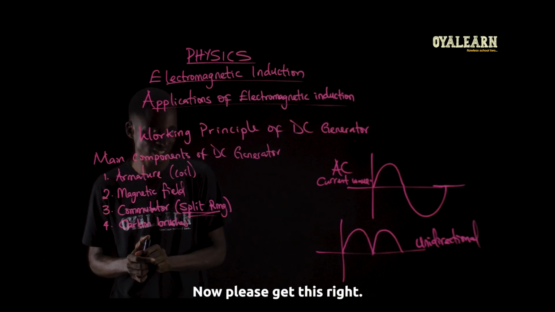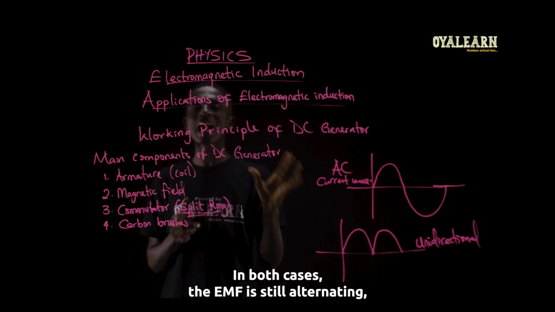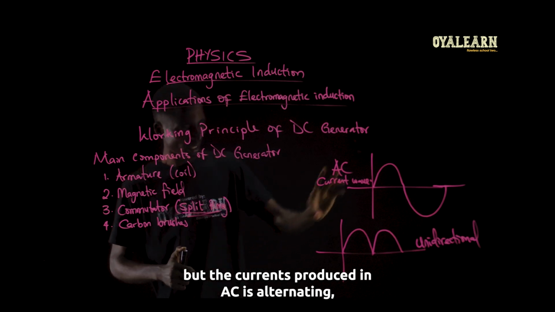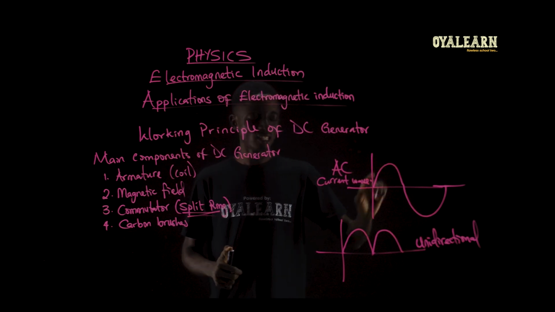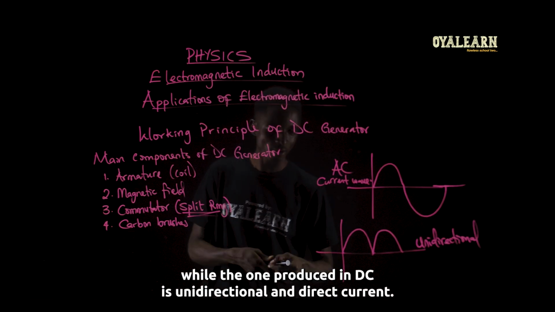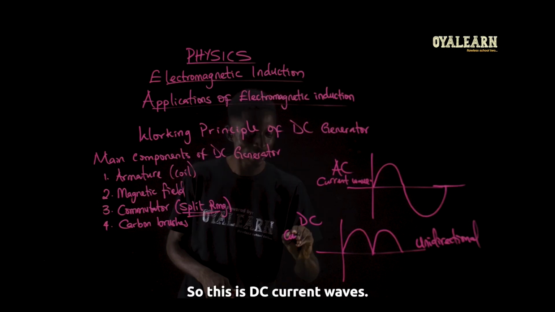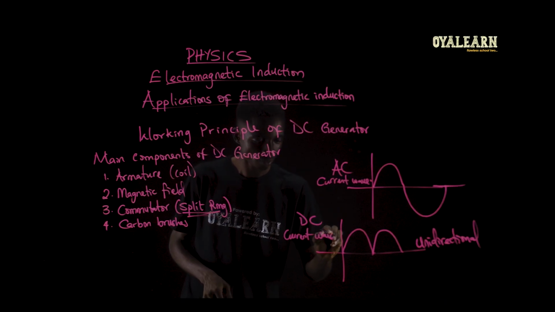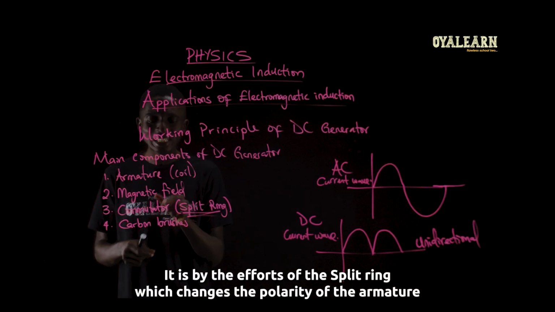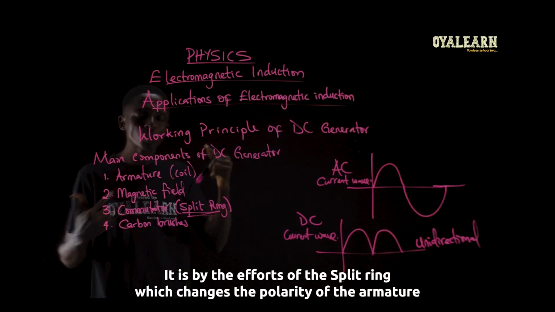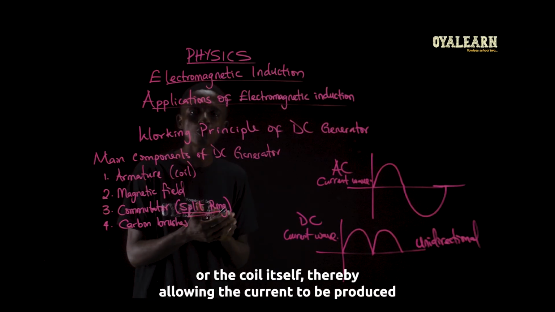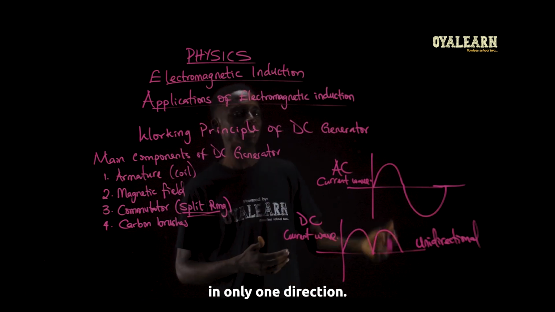Now please get this right. In both cases, the EMF is still alternating, but the current produced in AC is alternating, while the one produced in DC is unidirectional, hence direct current. So this is the DC current wave. This is why you see that in the DC generator, you are producing direct current. It is by the effort of the split ring, which changes the polarity of the armature, the coil itself, thereby allowing the current to be produced in only one direction.